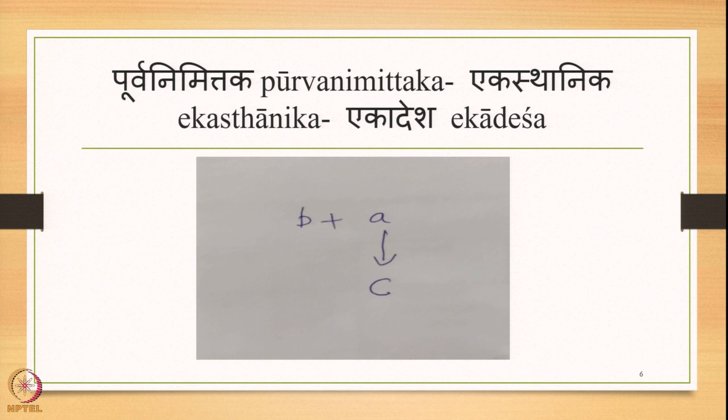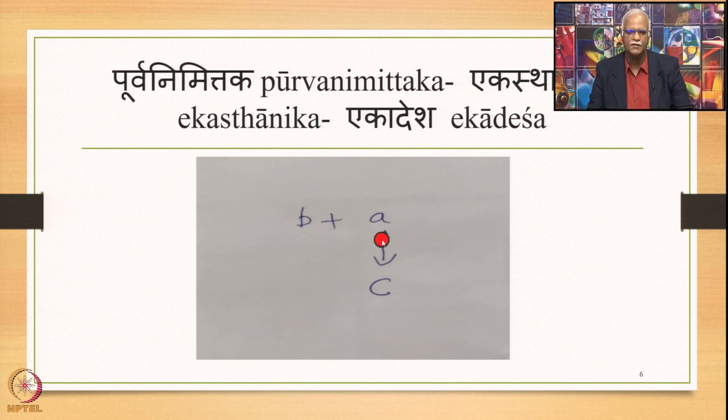Purvanimittaka-ekasthānika-ekādeśa can be diagrammatically explained in this particular fashion. When you have B plus A in close proximity or in the samhita mode, where B comes immediately before A, and in the environment of B, which appears before or purva, A gets substituted by C. So this is purva, this is the purva nimitta, this is ekasthani, and this is ekadesha. That's why this substitute can be stated to be purva nimittaka ekasthanika ekadesha. B plus A is the substituent, is the input, and the output generated is C plus B, so B plus C.